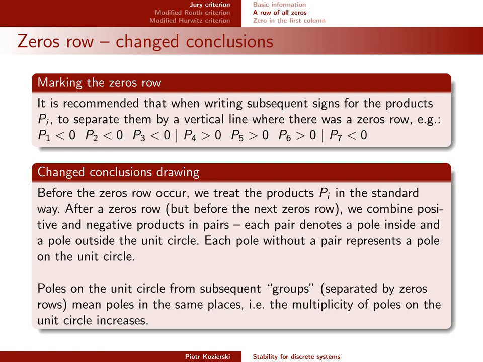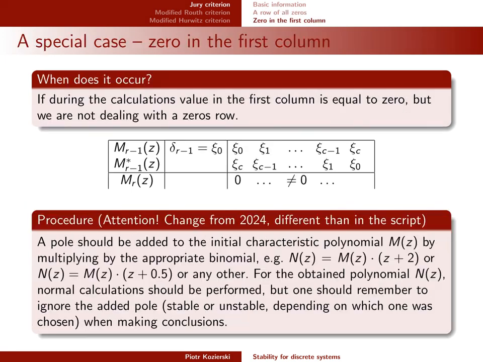Therefore, in the example presented, we should draw the conclusion that we have 3 poles inside the unit circle and 4 poles on the unit circle. But of these 4 poles on the unit circle, we have 1 two-fold pole and 2 one-fold poles. Therefore, the system is unstable. And I would like to point out that if the system is unstable, even if there are no poles outside the unit circle, then you must also write in the answer that it is caused by multiple poles on the unit circle. Now let's move on to the second special case.